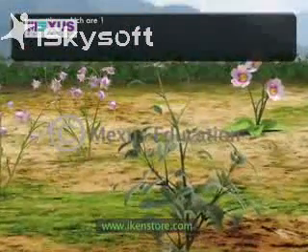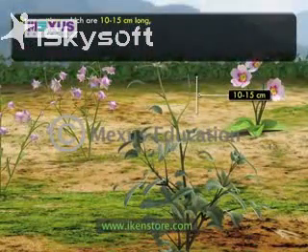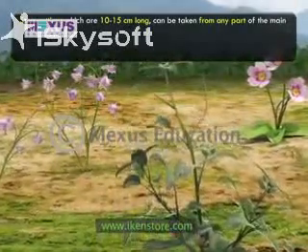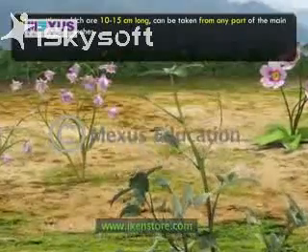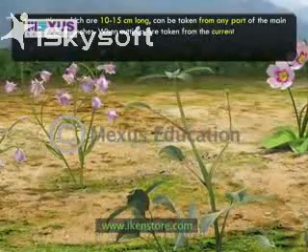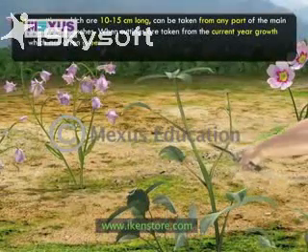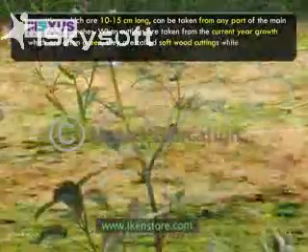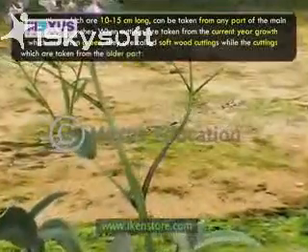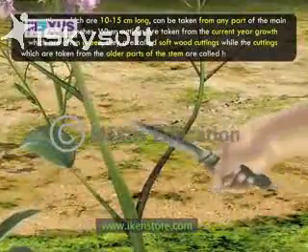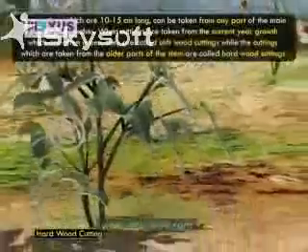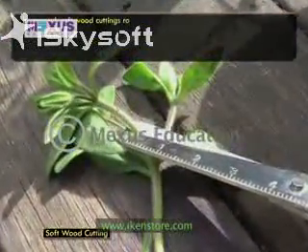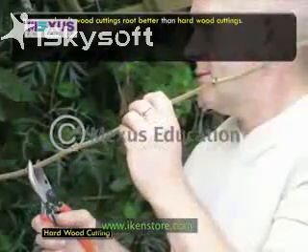Stem cuttings which are 10 to 15 centimeters long can be taken from any part of the main stem or its branches. When cuttings are taken from the current year growth, which are often green, they are called softwood cuttings, while the cuttings which are taken from the older parts of the stem are called hardwood cuttings. In general, softwood cuttings root better than hardwood cuttings.